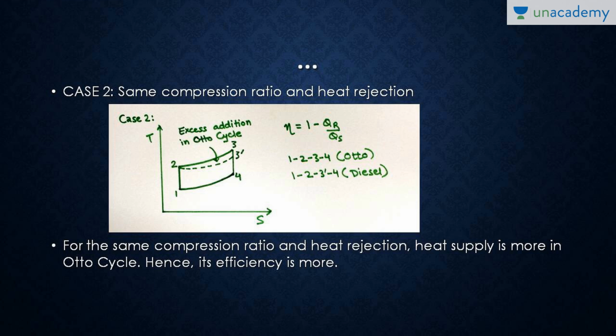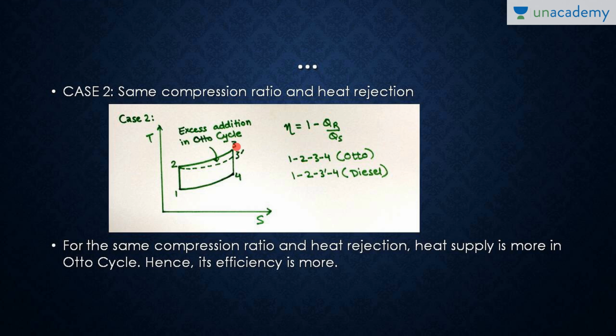So 2 to 3 is a constant volume line, 2 to 3 dash is a constant pressure line. So for the same compression ratio and heat rejection, heat supply is more in Otto cycle and hence its efficiency is more. I am repeating this again. 1 to 2 is compression ratio for both Otto as well as diesel.